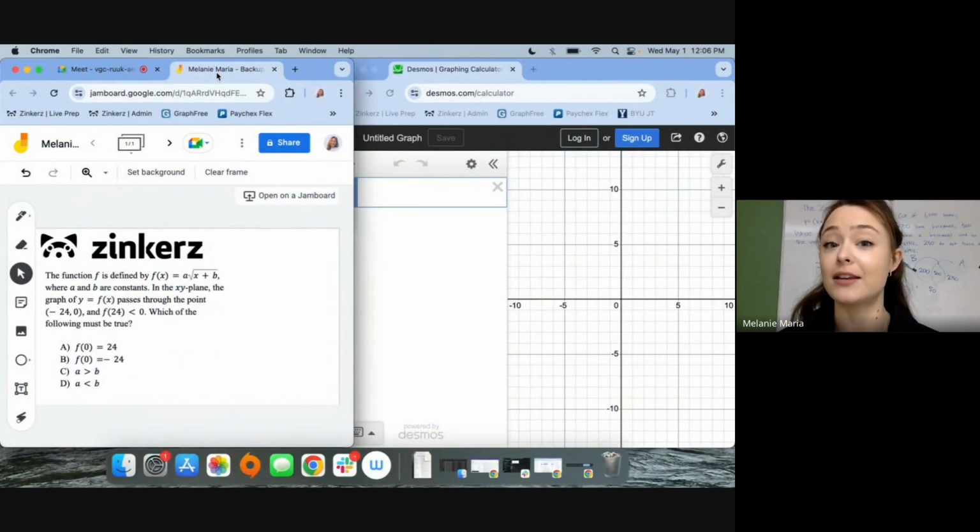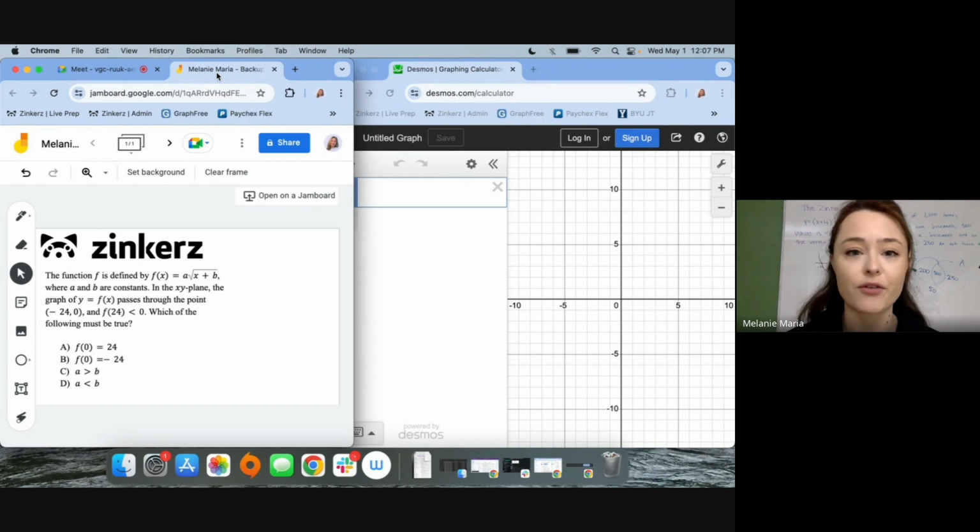Let's take a look at another digital SAT question and how we can use Desmos to help us solve it. This question says, the function f is defined by f of x equals a times the square root of x plus b, where a and b are constants. In the xy plane, the graph of y equals f of x passes through the point negative 24, 0, and f of 24 is less than 0. Which of the following must be true? And we have four options here. So definitely maybe a more complicated type of question.